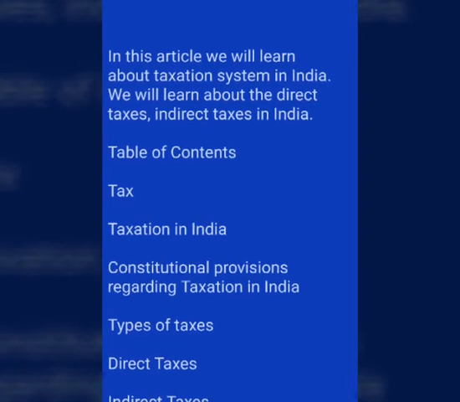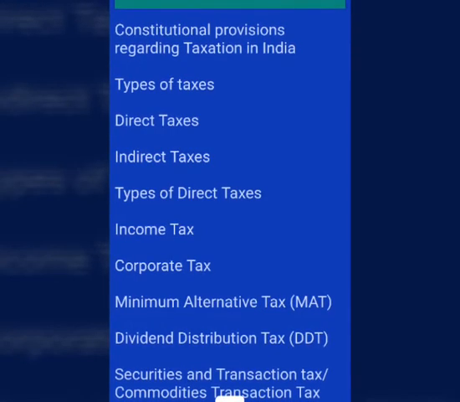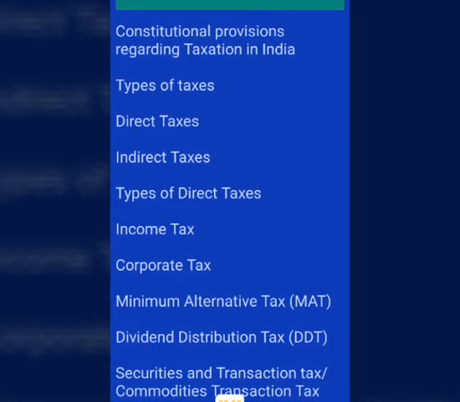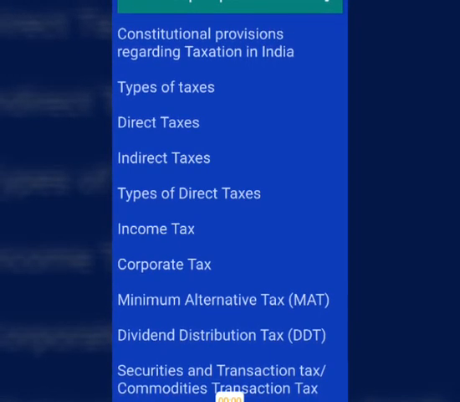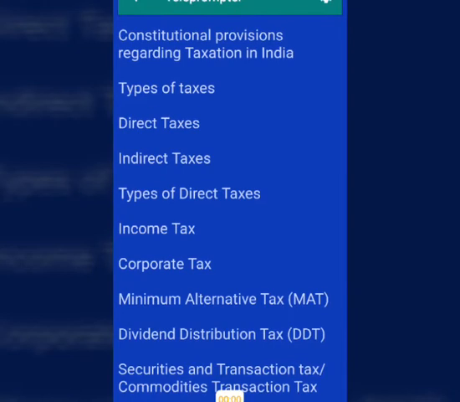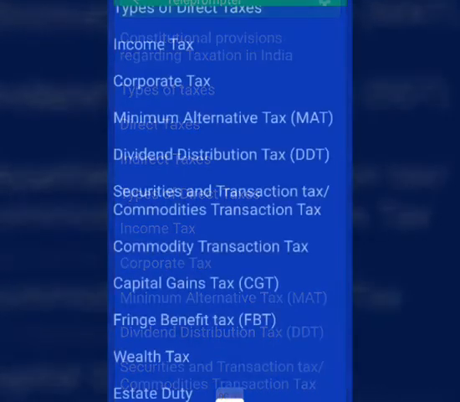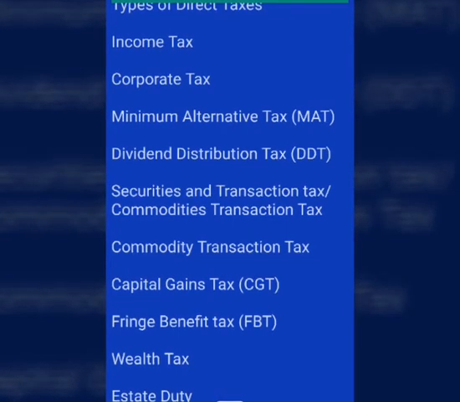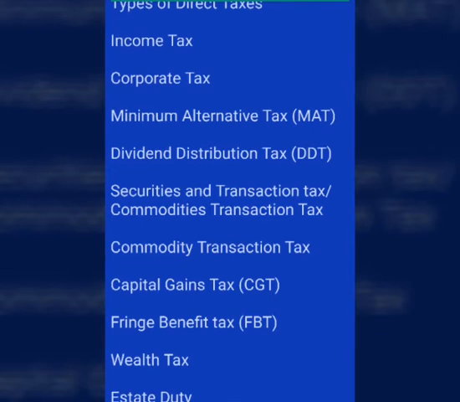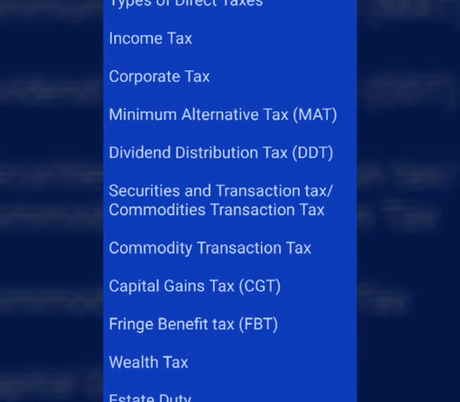Constitutional provisions regarding taxation in India. Types of taxes: direct taxes, indirect taxes. Types of direct taxes: income tax, corporate tax, minimum alternative tax (MAT), dividend distribution tax (DDT), securities transaction tax, commodity transaction tax, capital gains tax (CGT), fringe benefit tax (FBT), wealth tax, estate duty. Merits and demerits of direct tax.